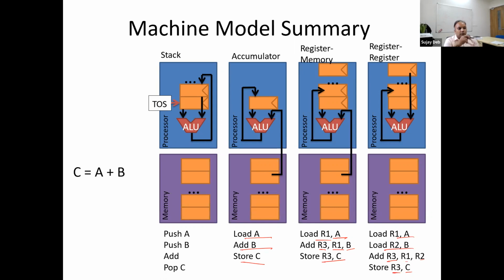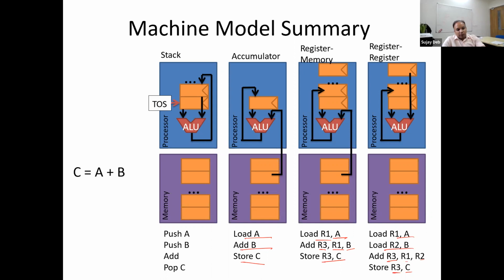Now intuitively, can you tell which one of these machine models is more efficient, or basically is best in most of the cases? So, register model. Why? Because we will not be dealing with the memory, we can directly manipulate the data from the register itself. Yeah, true.